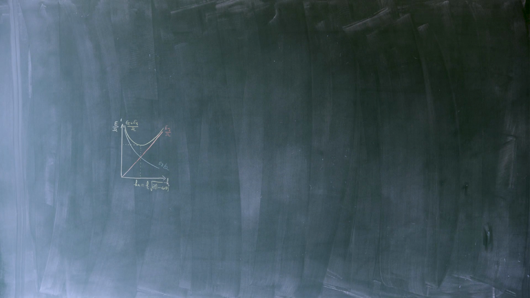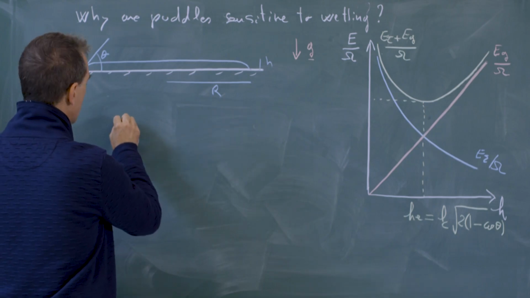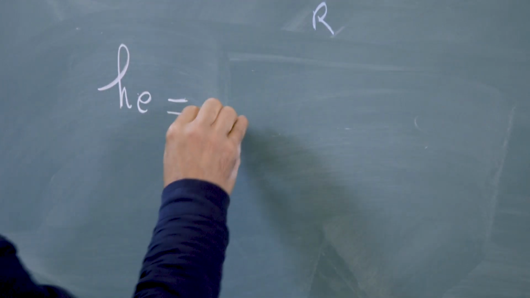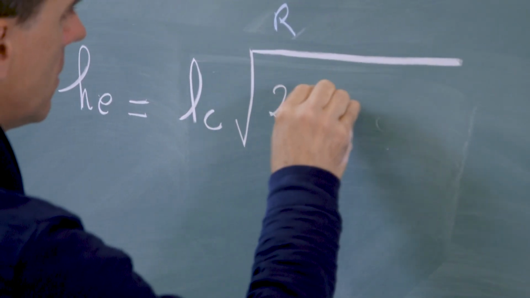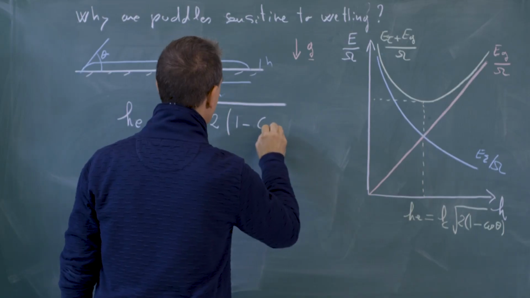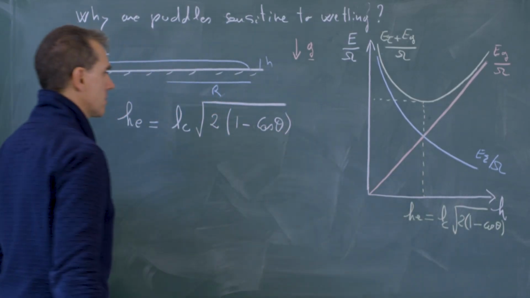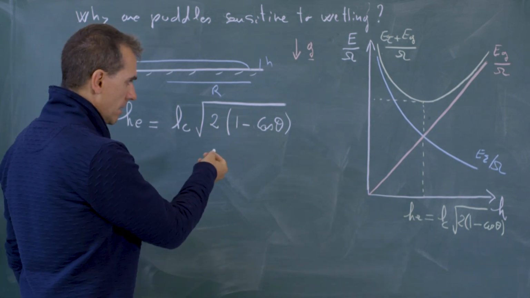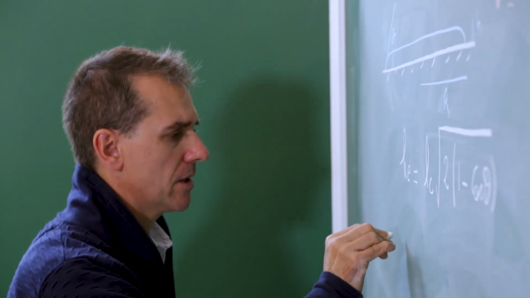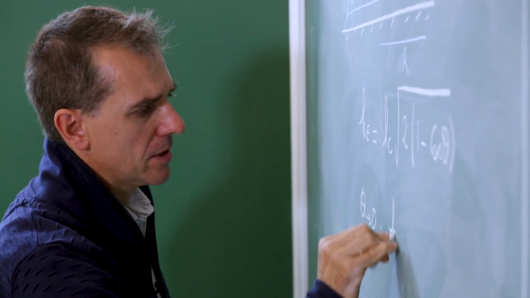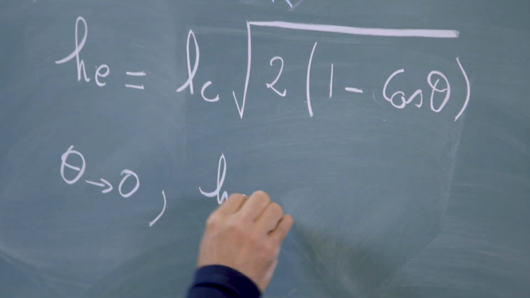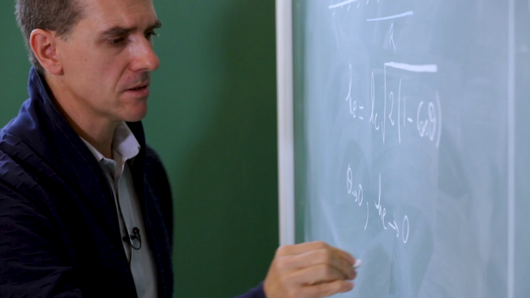So the conclusion that we reach about the sensitivity of puddle to wetting is that they are sensitive to wetting because their thickness is sensitive to wetting. Indeed, this equilibrium thickness is a function of the capillary length, but also of the wetting via the second factor, which writes like twice 1 minus cosine theta with the square root. And so if we look at extreme values, for example, for total wetting, where theta goes to 0, then we expect the thickness of the puddle to also go to 0. This is what this formula tells us.